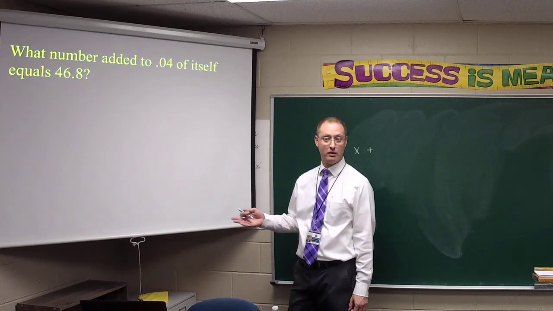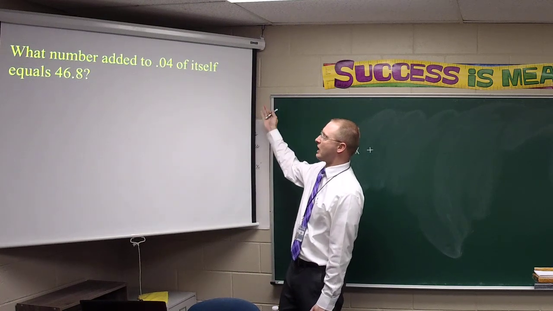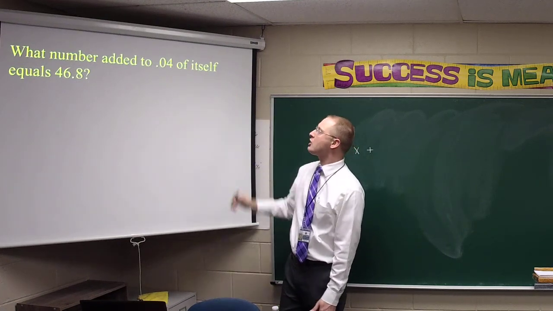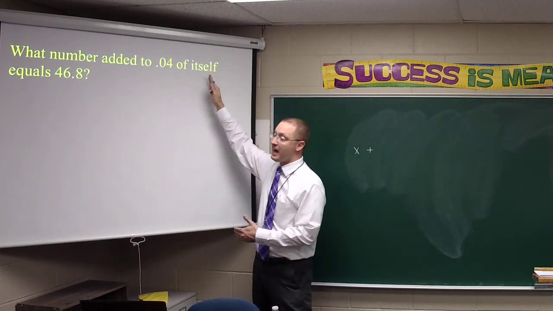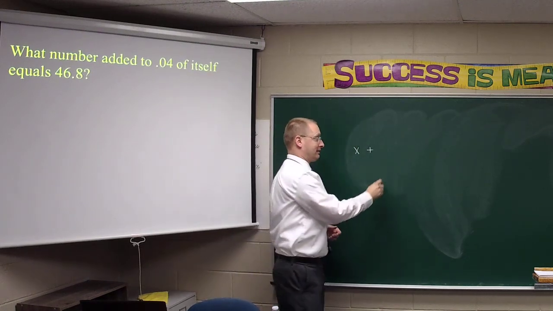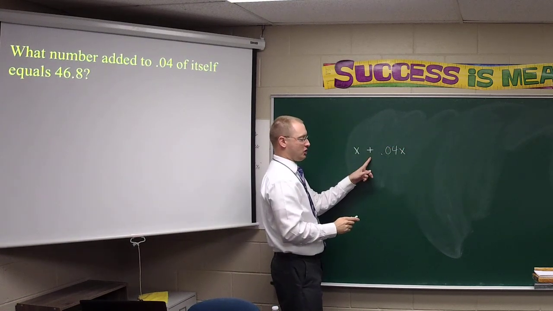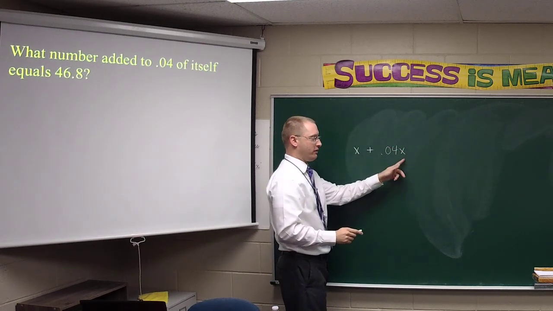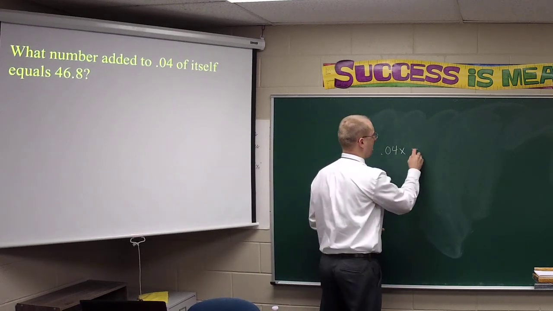Anyone? The number, right? What number? There's your antecedent. Added to 0.04 of itself, that reflects back to the number. So 0.04 of itself means 0.04 times x itself. So I should write, there we go. What number added to 0.04 of itself equals 46.8?